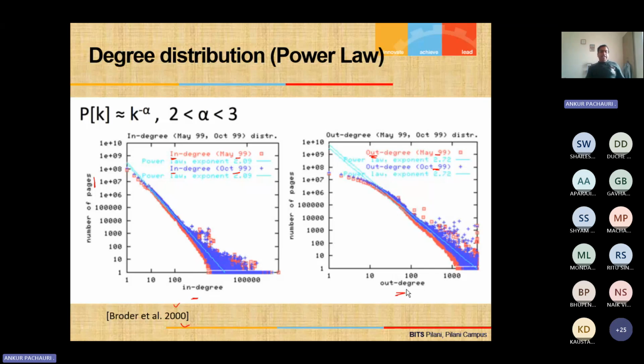Easy. Now he just plotted the number of web pages in ascending order of their in degree and out degree. So what he observed was that in both the years, light green and, we can say, red and blue, both times, he found that there are very few nodes.